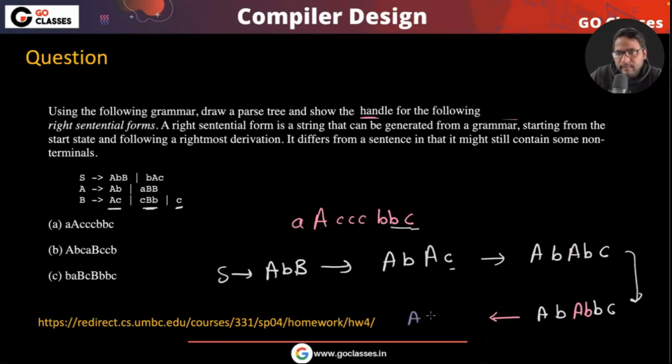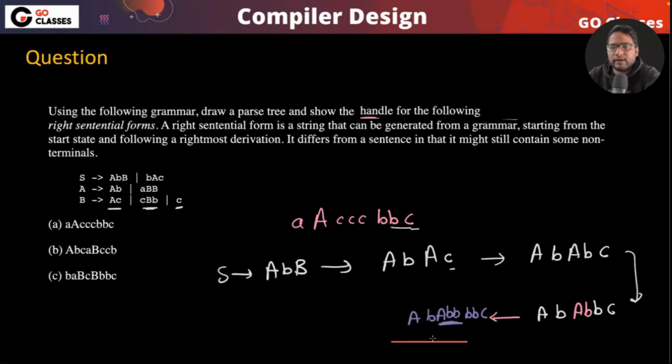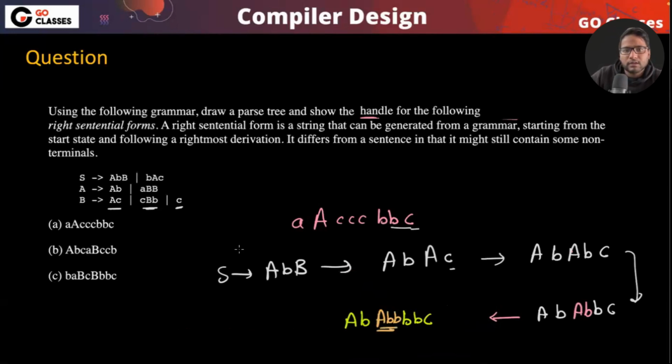So this is A, B, A, B, B, B, B, C, right? This is ABB, which is the new one. Okay, I hope you are getting it. For this capital A, we are going for ABB. So A, B, this BBC is fine. Now for this capital A only, we are going for ABB. Okay, sorry.